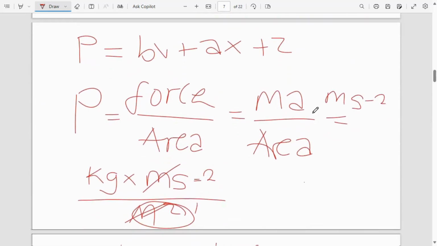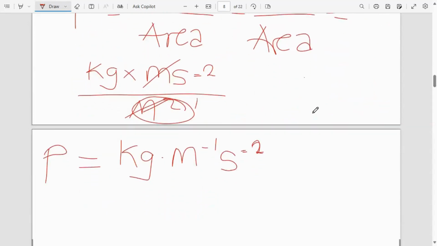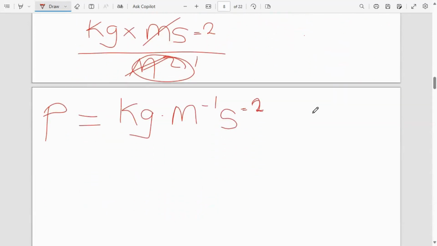Have I made any mistake? I don't think so. Mass, kilogram. Now we have meter for length there, and I have s to the power minus 2, it's a squared. Okay, so those are the dimensions for pressure.